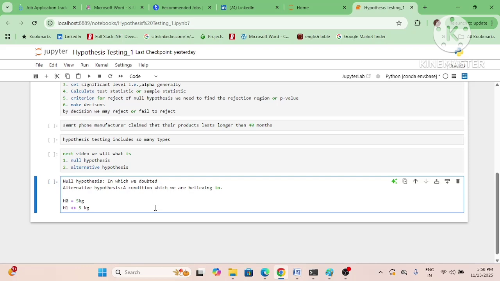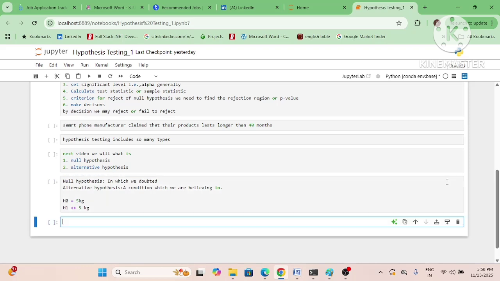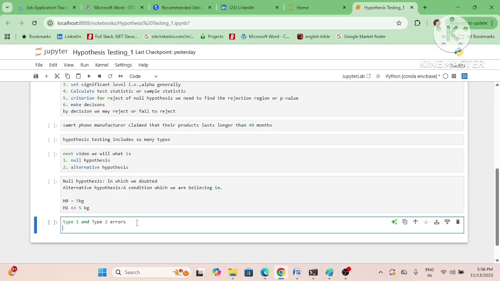Some other terminology we can see along with this. So what is that? Type 1 and type 2 errors. What is meant by type 1 error, and what is meant by type 2 error? Here we will define the type 1 error. If we reject the null hypothesis even if it is true, that is a type 1 error.